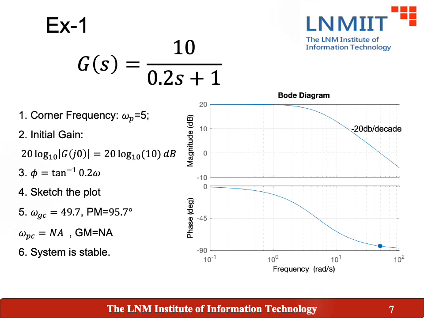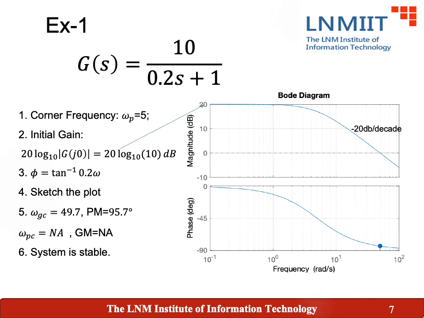So let's take an example. This is the simplest example where your transfer function equals 10 divided by 0.2s plus 1. The corner frequency can be easily calculated as omega p equals 1 upon 0.2, which will give you 5 radian per second. For finding out the initial gain, we will substitute the value of omega equals 0, and this will give you the initial gain, which is 20 dB.